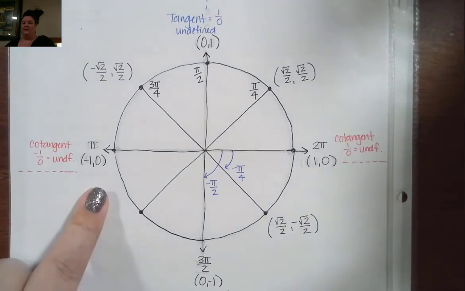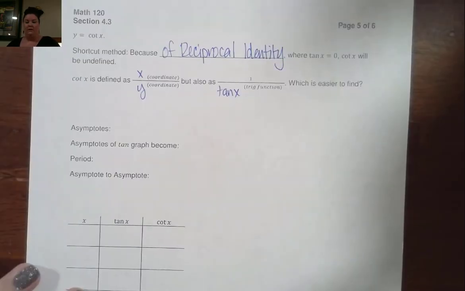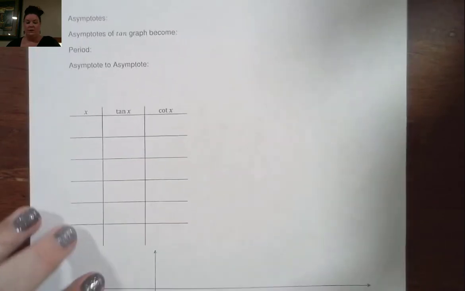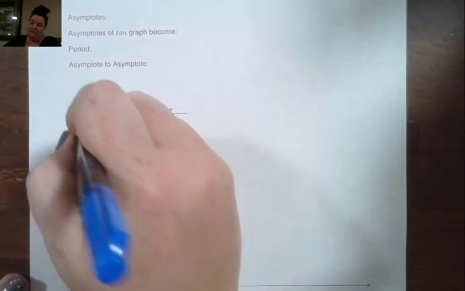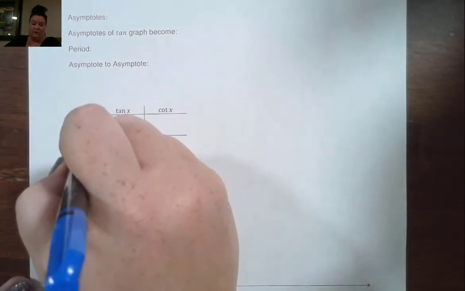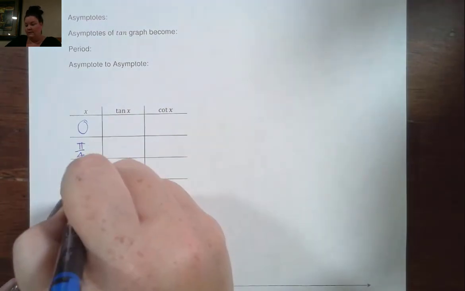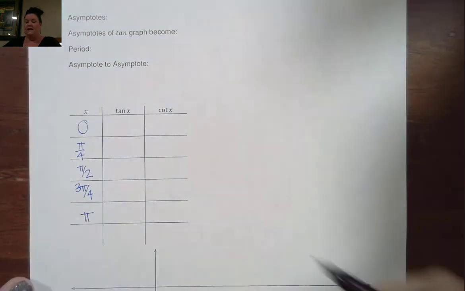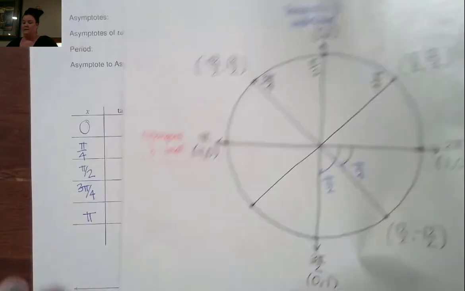So let's see if I can fill in. This is going to kind of explain that with the little chart here. So let's skip this stuff and go down to the chart. So if I pick, just going around the circle, 0 and then pi over 4 and then pi over 2, 3 pi over 4, and pi. Okay, our tangent values as we go around here, let's see if I can get both of these on here.